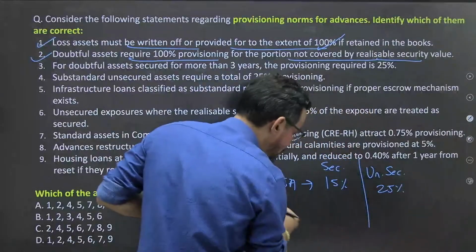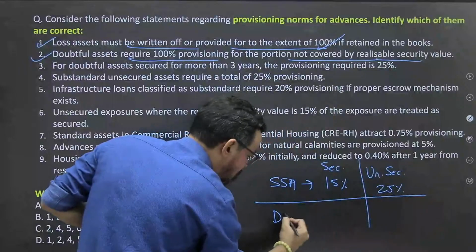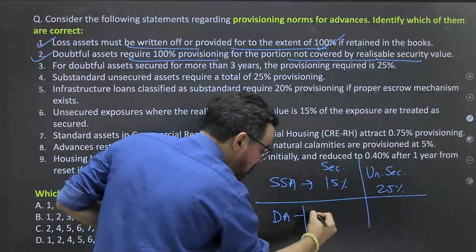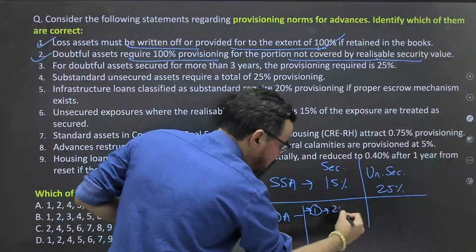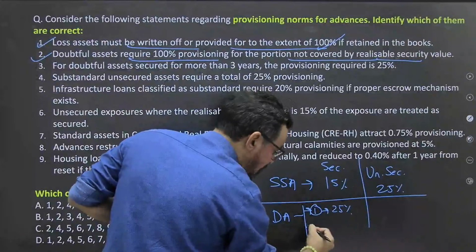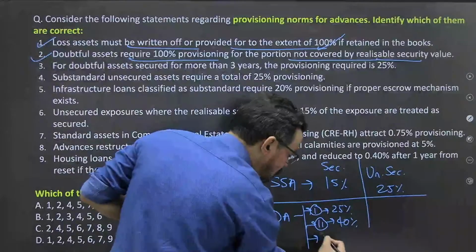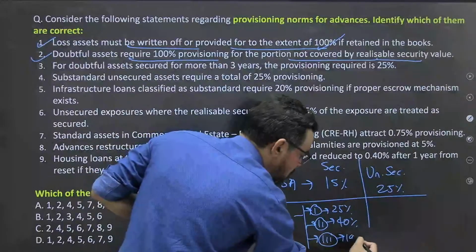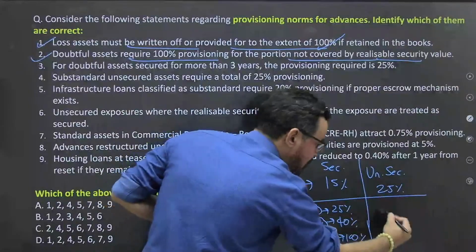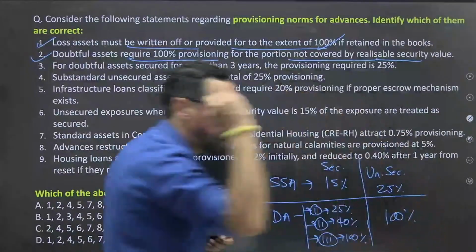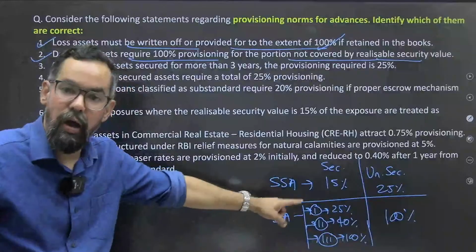ठीक है, in case of doubtful asset we have 3 categories. ठीक है, doubtful 1 it is 25% for secured. ठीक है, आपका doubtful 2 आपका 40% for secured, and doubtful 3 it is 100%. ठीक है, if it is unsecured it is 100% from here itself. ठीक है, तो ये चीज आपका you have to remember this one.